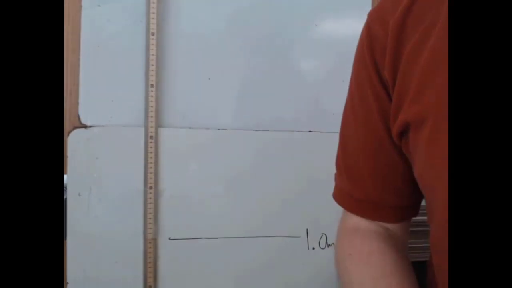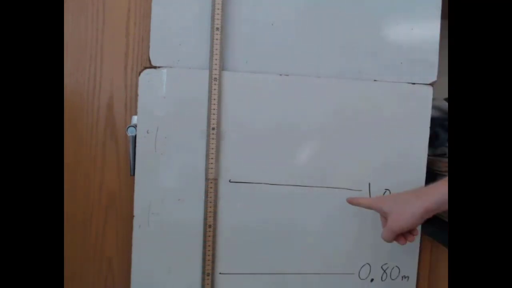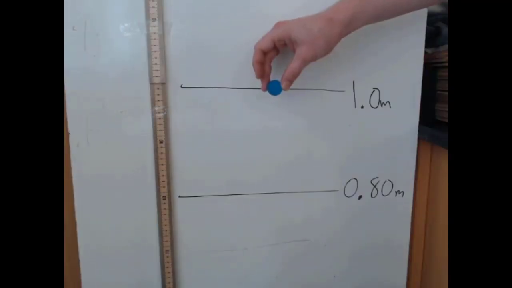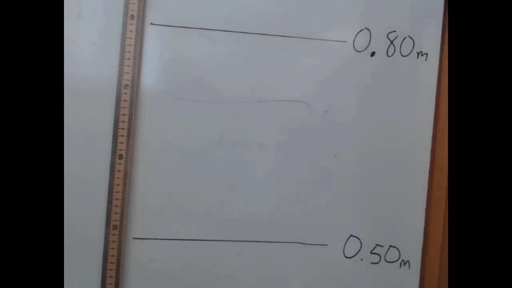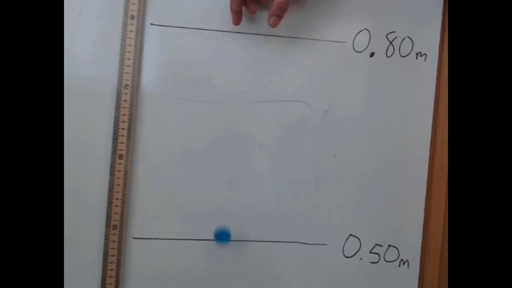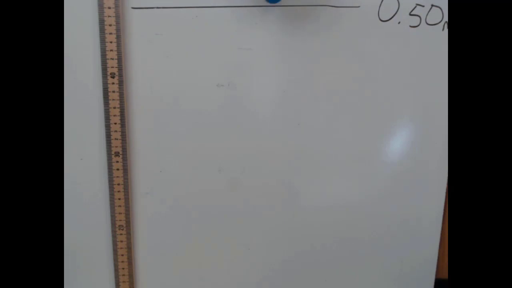Alright, our next drop height is just 1 meter. There's our 1 meter mark right there. 1 meter and 3, 2, 1. Our next drop height is 0.8 meters, right here. 3, 2, 1. And our last drop height is going to be from 0.5 meters. 3, 2, 1.